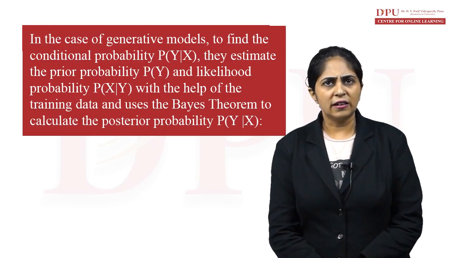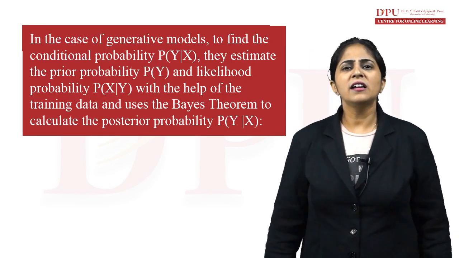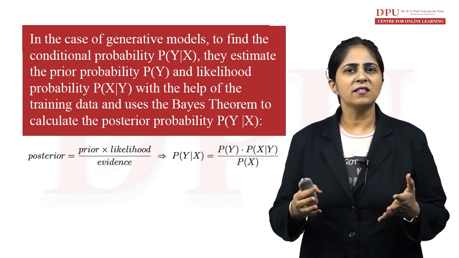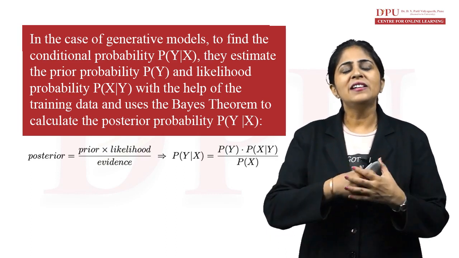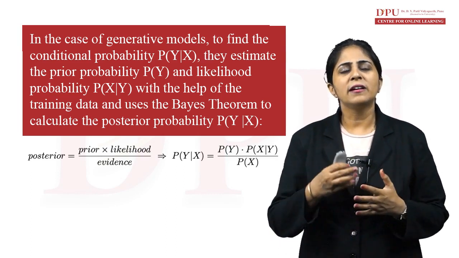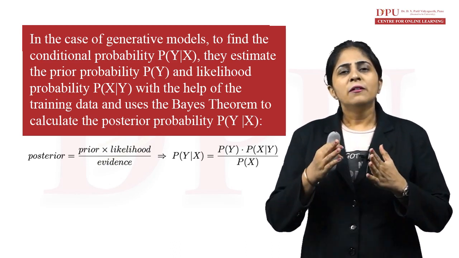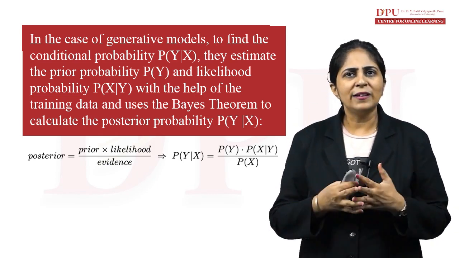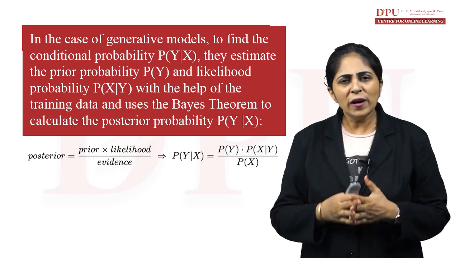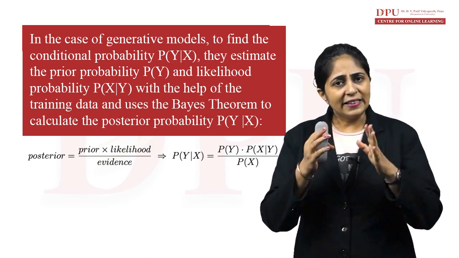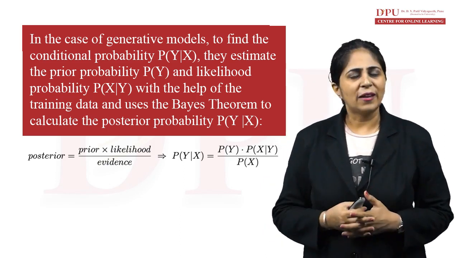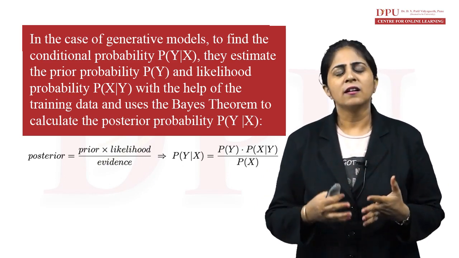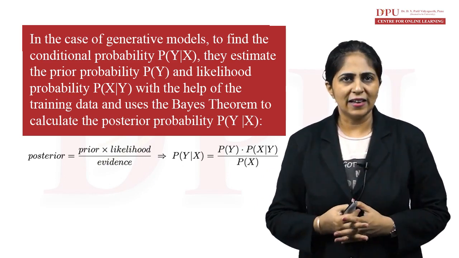So in the case of generative models, to find the conditional probability, let us say we are talking about two different things. We have taken one as x, another one as y. We are generating the probability of y given x. We can estimate the probability p(y) and the likelihood probability, that is p(x|y), with the help of the training data. And here we can make use of Bayes' theorem that we have studied earlier, which calculates the posterior probability which we want, that is p(y|x).